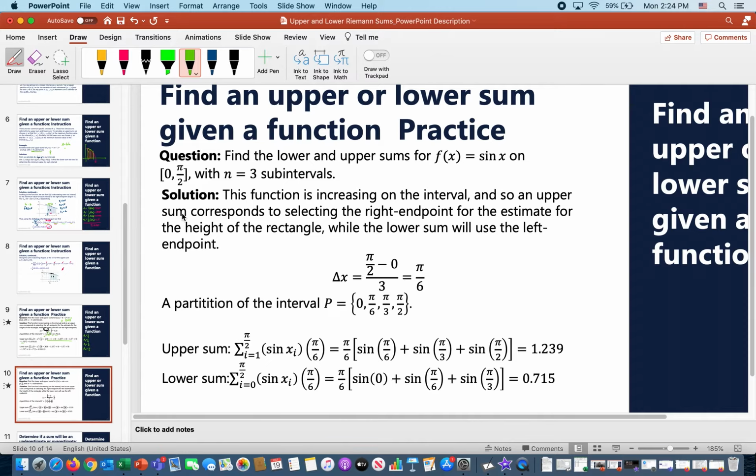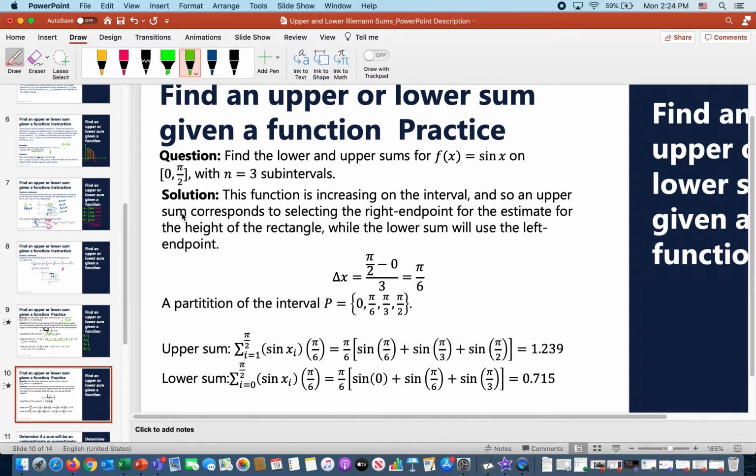Okay, here's a trig function, and this one's a little different because we're going from 0 to pi over 2 with 3 subintervals. So this would be a good problem for us to look at just to get you ready for what you may see in the Newton homework. I'm going to go over here in the blue area, and I'm just going to graph what sine of x would look like from 0 to pi over 2.